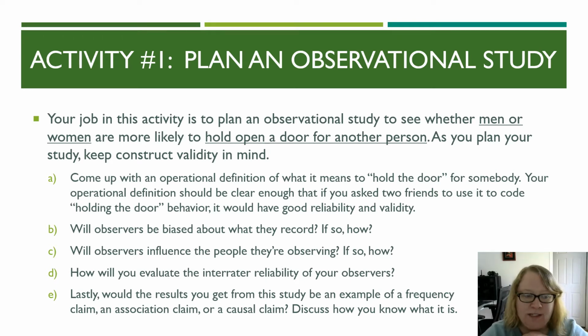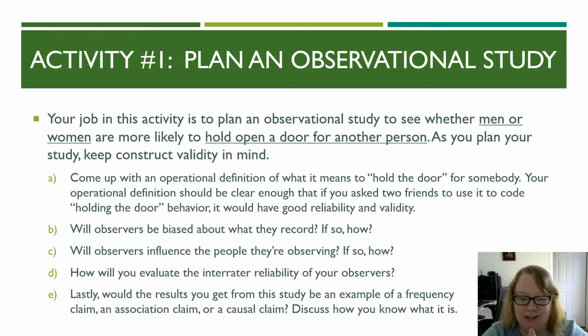That's part A. Part B, will observers be biased about what they record? So do we have observer bias, and if so, how? Part C, will observers influence the people they're observing? So will you have observer effects? If so, how? Part D, how will you evaluate the inter-rater reliability of your observers? So remember, your observers are observing holding the door behavior. They're recording that. So you're going to have more than one person. You've got your 2 friends using it to code holding the door behavior, right? How would you evaluate the inter-rater reliability of those 2 observers?